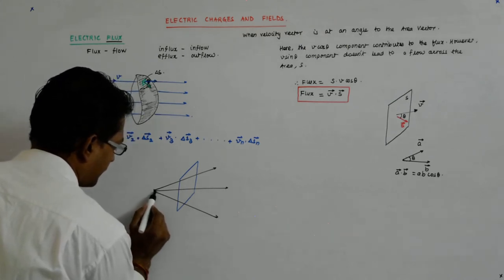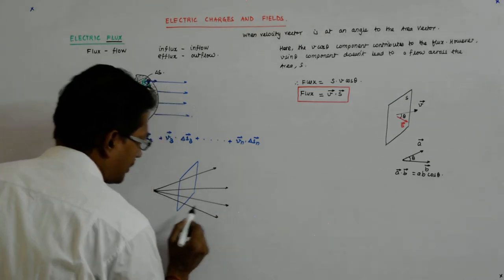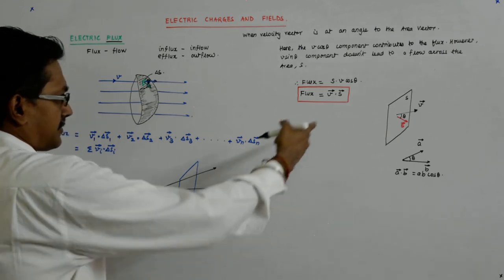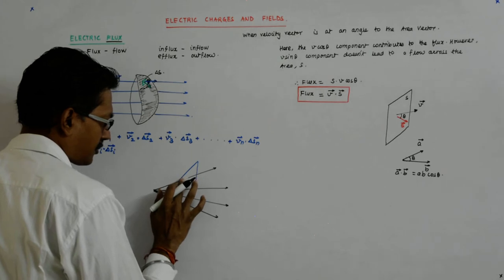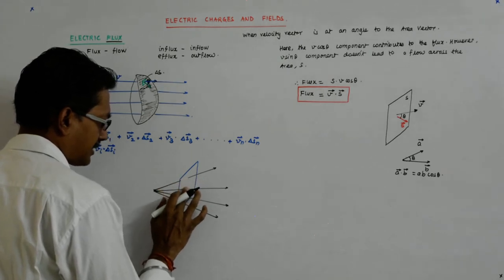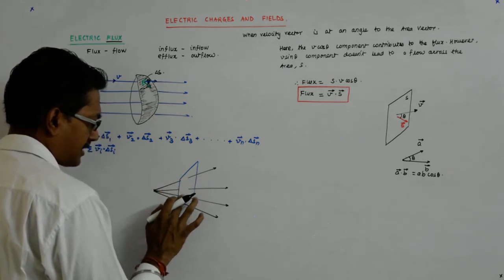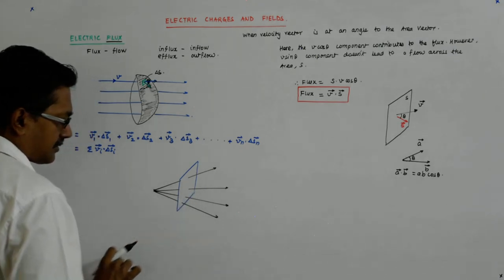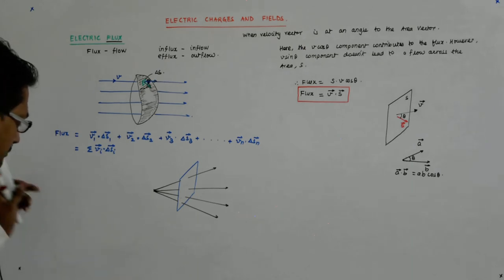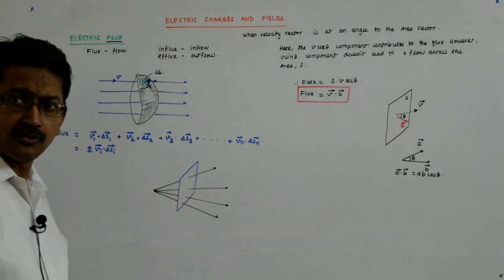Okay? The velocity vector was not constant. Maybe it was going till here and coming out like this, going till there and coming out like that, going there, coming out like that. Okay? So what would have happened?